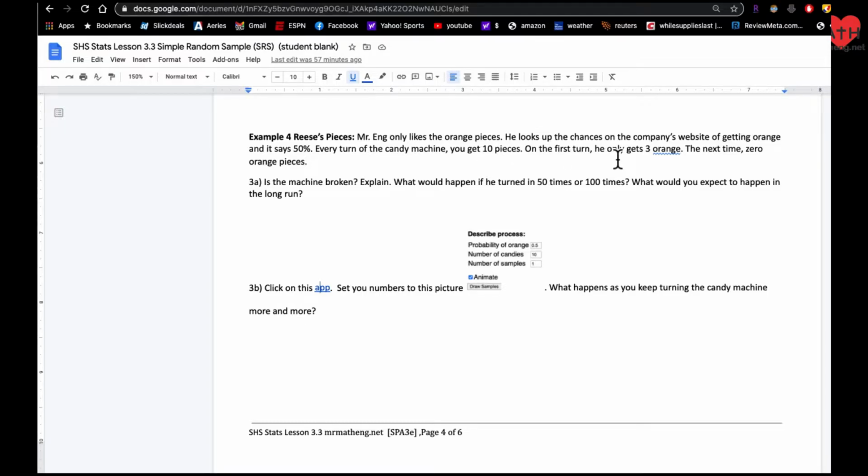Well, on the first turn, he only gets 3 orange ones. And the second time, he gets 0 orange pieces. Is the machine broken? Or is what they put in there rigged? Explain. Make a prediction. What would happen if I turned it 50 times or 100 times? And what would you expect to happen in the long run, 1,000 times? Then we're going to click on this app, set our adjustments, and see what happens to our candy machine. So go ahead and press pause and make a prediction.